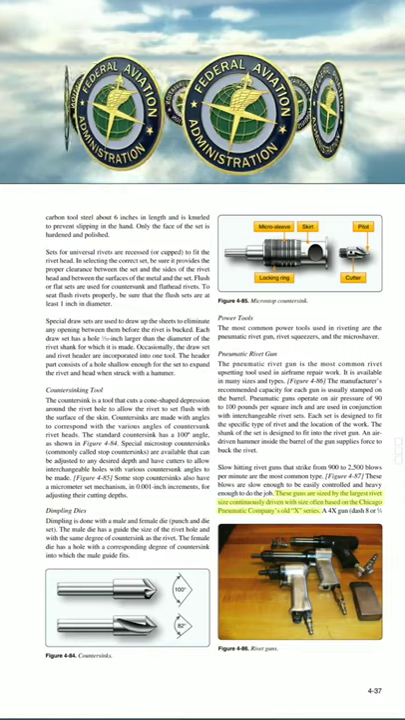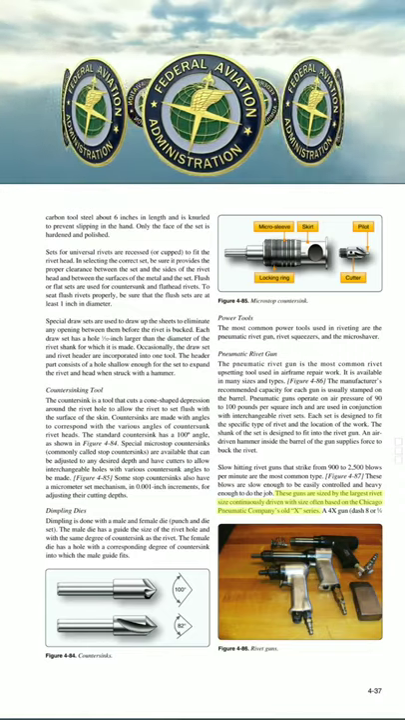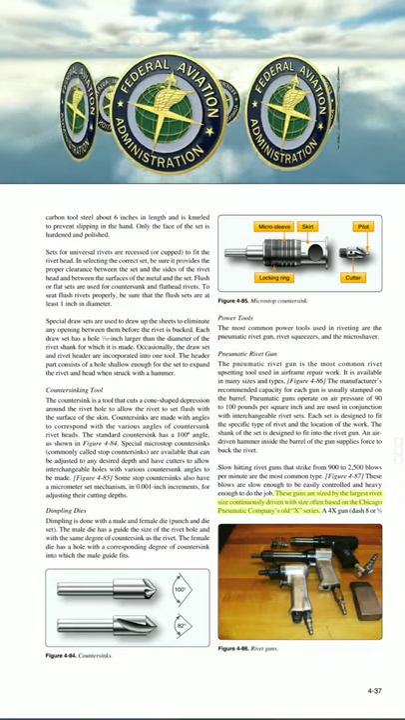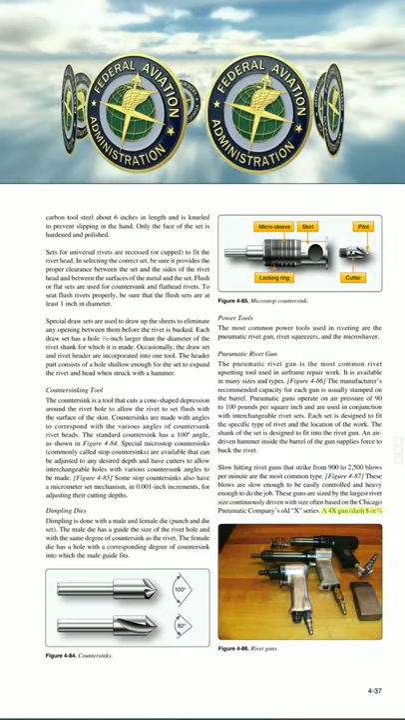These guns are sized by the largest rivet size continuously driven, with size often based on the Chicago Pneumatic Company's old X series. A 4X gun is used for normal work.